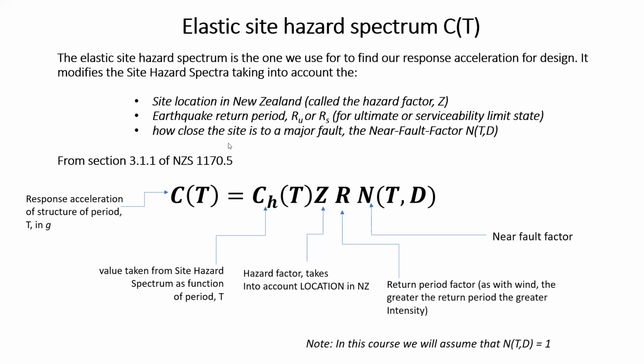The other factor is how close the site is to a major fault, and that's called the near fault factor. For our purposes, we're going to just assume that the near fault factor is 1. So we only have to deal with this value, which comes from the previous site hazard spectra, and the location and the return period, just 3 things. Then we can get our response acceleration. We're doing it in a simplified way, and in the code, it's given to us in terms of g.